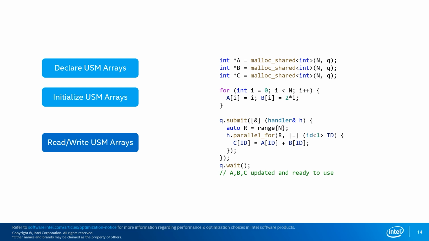After we have initialized our inputs, we launch our kernel. Since we are using USM pointers instead of buffers, we do not need to create any accessor objects inside the command group object. Instead, we can directly read from our pointers to A and B and write to array C.